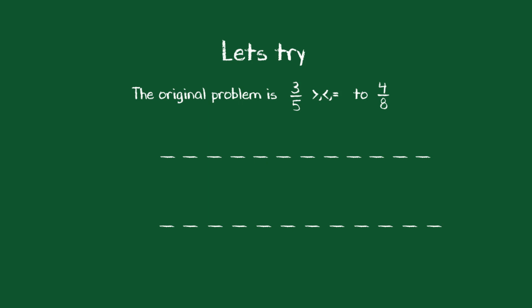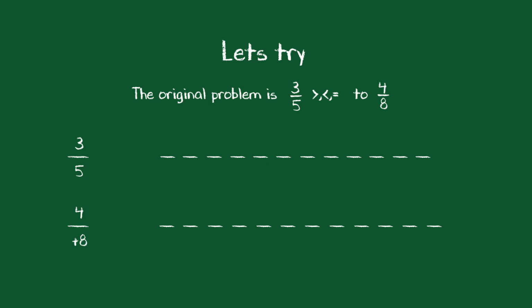Now, greater, less than, or equal to. Remember in the previous chapter, if your denominators are different or unlike, you must build equivalent sets in order to get the like denominators, or the lowest common denominator. But then I want you to look at the top numbers, or the numerators, to compare which fraction is the largest. Let's try it. The original problem is 3/5 is greater, less than, or equal to 4/8.